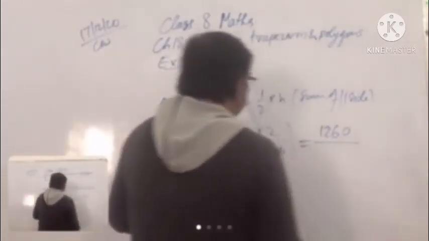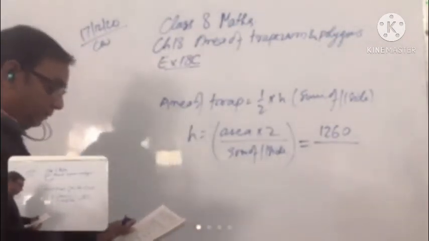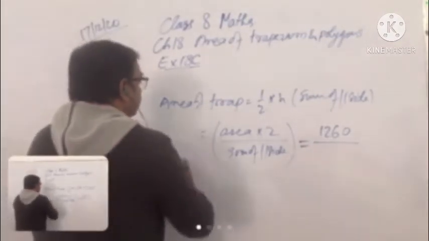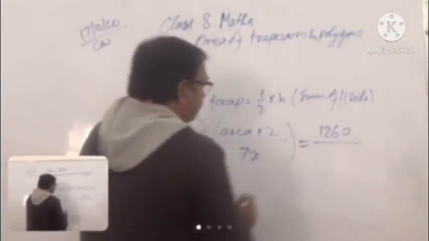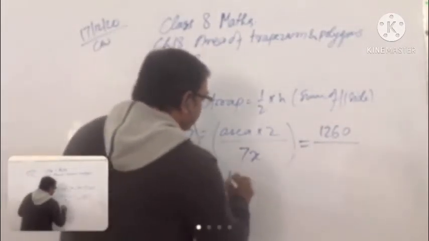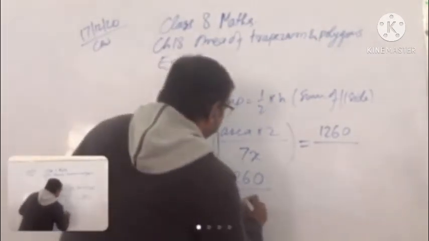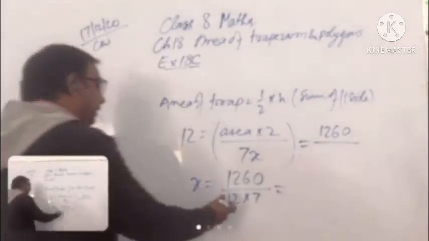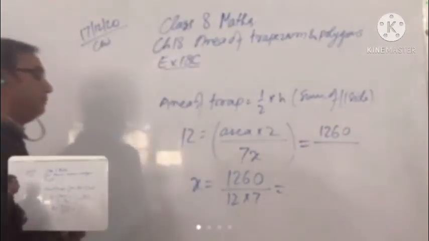1260. And what is the total of their parallel sides? 7x. So x is equal to 1260 divided by 12 sevens, what is it? Tell me the answer fast. 1260 divided by, leave that, 84. You just divide it fast and tell me the answer.